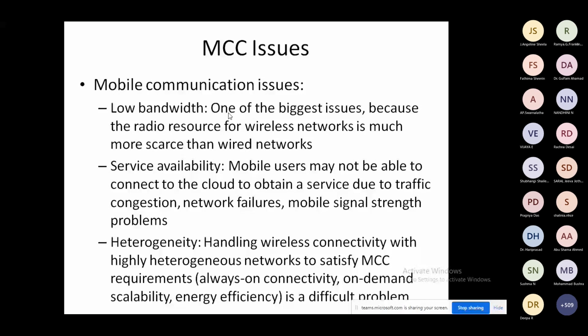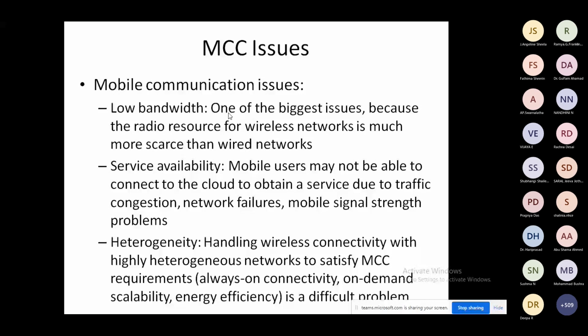Another issue is heterogeneity. We are handling wireless connectivity with highly heterogeneous networks to satisfy mobile communication requirements like always-on connectivity, on-demand scalability, energy efficiency. It is a difficult problem for mobile cloud computing. So these are the various mobile communication issues: low bandwidth, service availability, and heterogeneity.